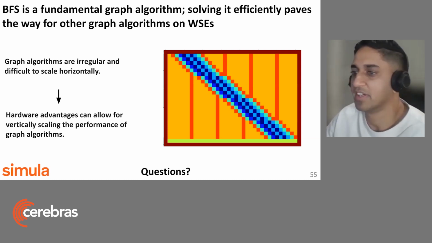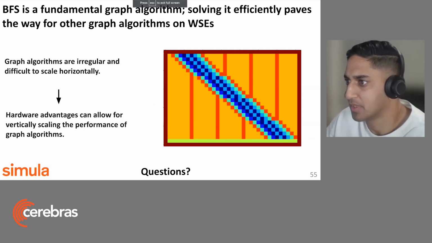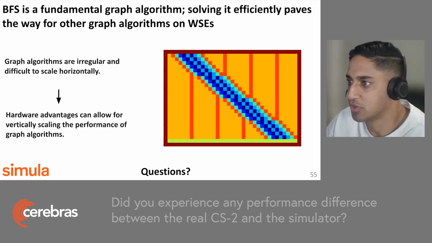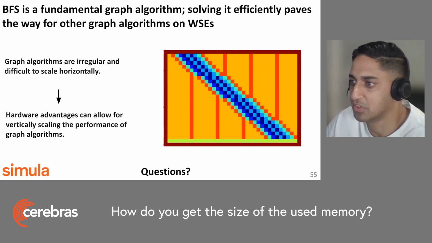Yeah, Luke, you actually have a question in the chat. So Mia asks two questions. One regarding P39. Did you experience any performance difference between the real CS2 and the simulator? And then regarding P52, how do you get the size of the used memory?